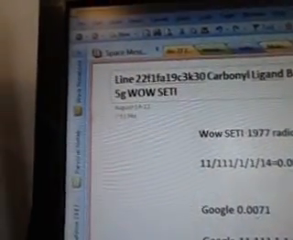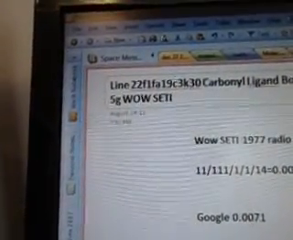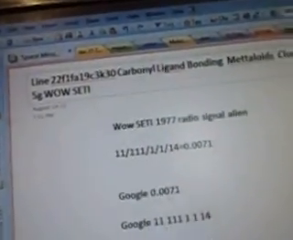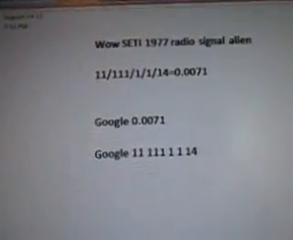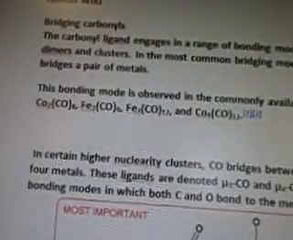Line 22f1fa19c3k30, Carbonyl Ligand bonding Metalloids clusters 5G Wow Seti. So there's the alien radio signal there with the numbers to go with it. August 14th, 2012 when I was doing this particular research, and today is November the 20th, 2012 when I'm filming it. So quotes from Wiki.